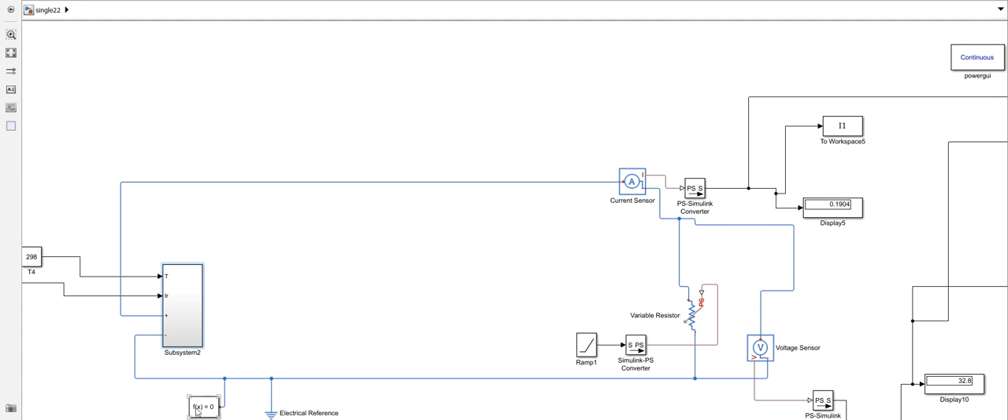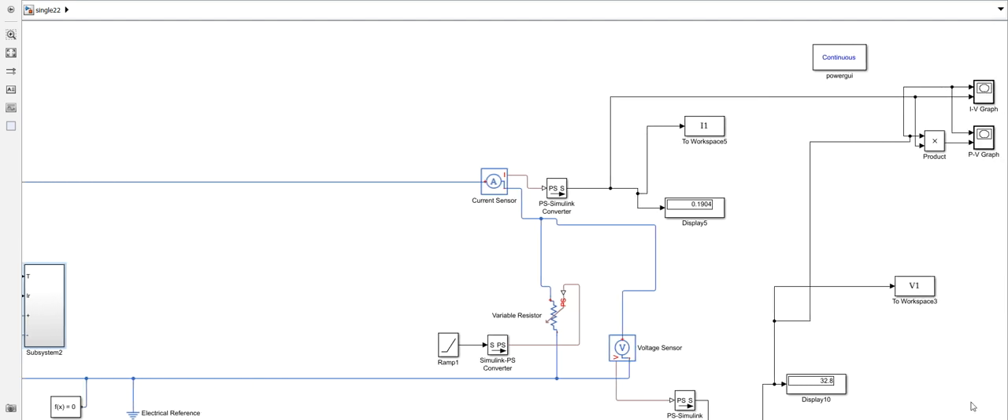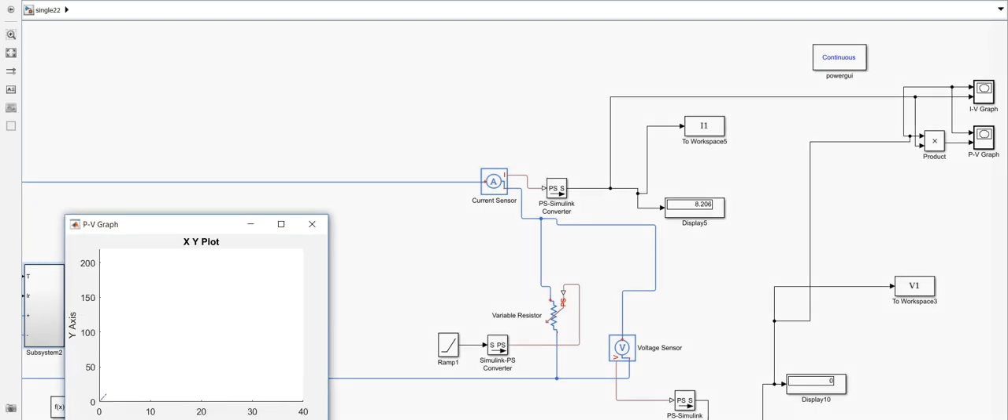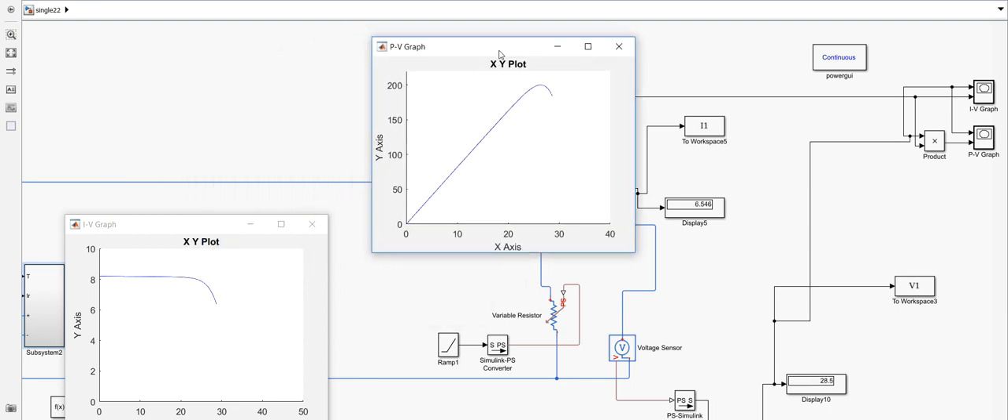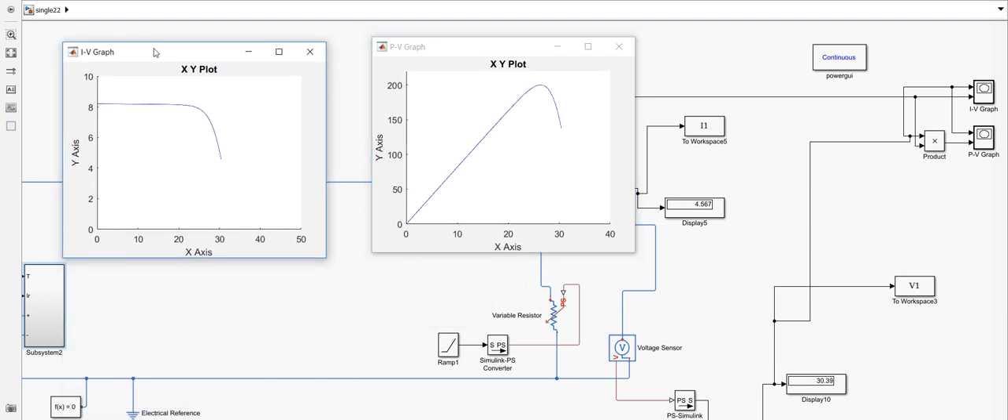This is the solver configuration, f(x) equal to 0, and electrical references. Now the PS converters. Now this current times voltage is equal to power. These are the two graphs I am going to simulate now, and I have to run now. And these values are taken, what I'm showing in that table. These are the PV graphs and IV graphs of my system.